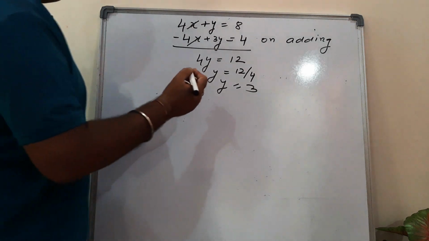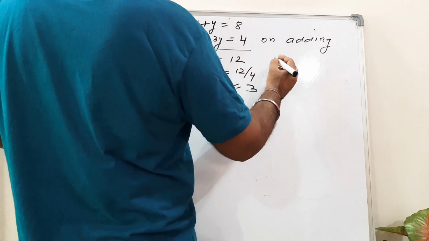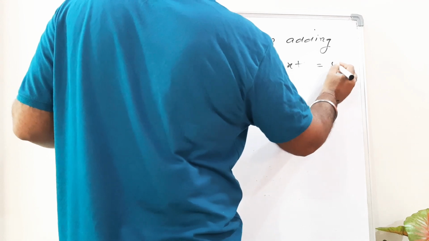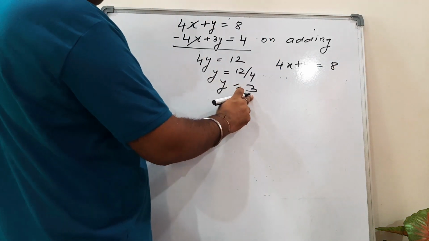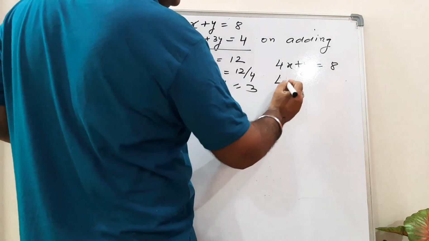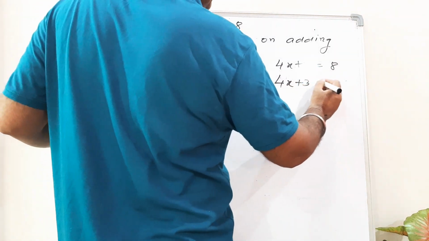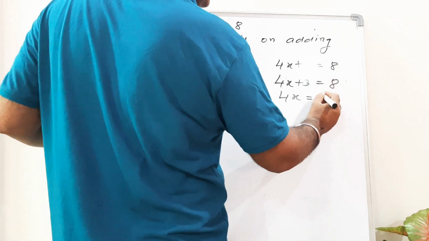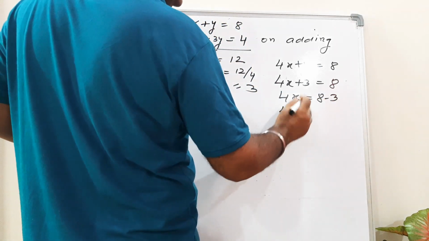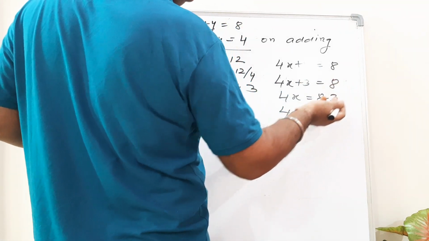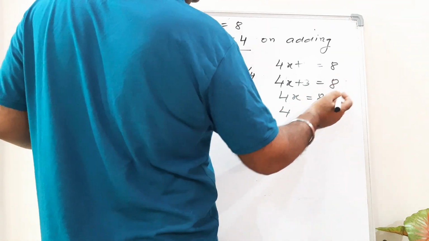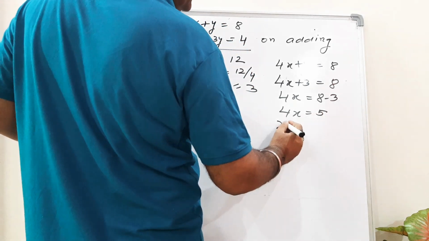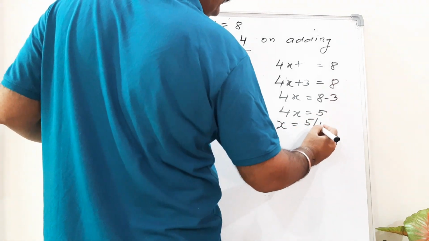Now you can find the value of x. See how? 4x plus y is equal to 8. In place of y, you can put 3. So 4x plus 3 is equal to 8. So 4x is equal to 8 minus 3, plus 3 transferred to that side becomes minus. So 4x is equal to 5. The solution is x is equal to 5 upon 4.